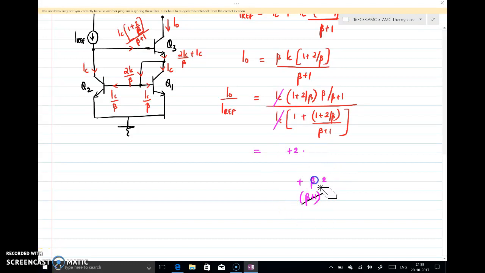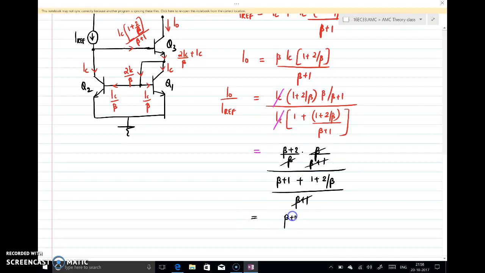That's a small mistake here. I'll write it once again. In the numerator, what is left is beta plus 2 by beta into beta by beta plus 1. In the denominator, what I have is beta plus 1 plus 1 plus 2 by beta, the whole divided by beta plus 1. Now when I cancel, beta and beta cancel, and beta plus 1 cancels. So whatever is left is beta plus 2 divided by beta plus 2 plus 2 by beta.